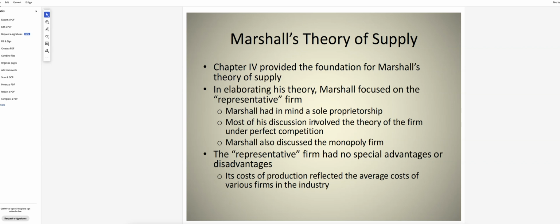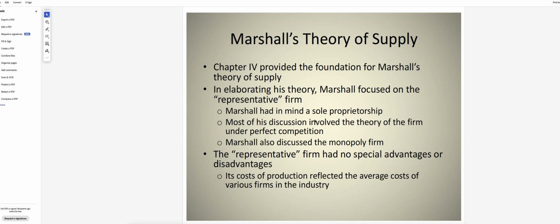And then Marshall starts to talk about a fiction here, an analytical fiction, that he calls the representative firm. Because in his analysis, he wants to have a discussion of why firms exist and what they do under two different levels of competition. The one being perfect competition and the other being the monopoly.